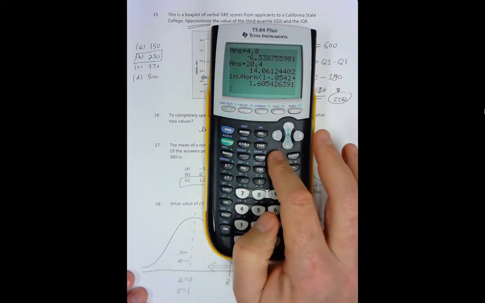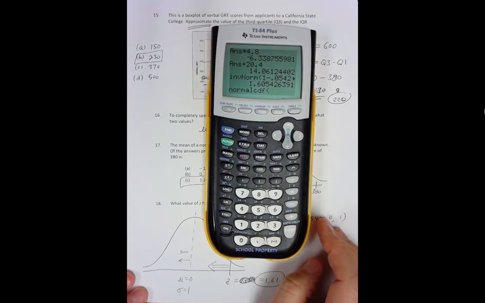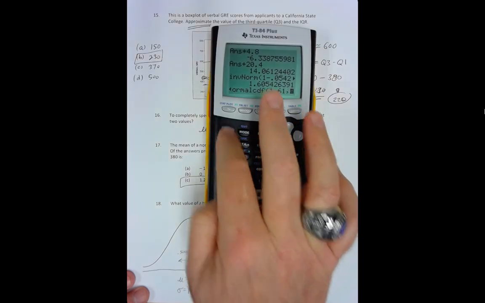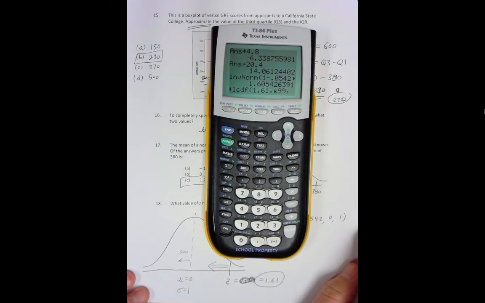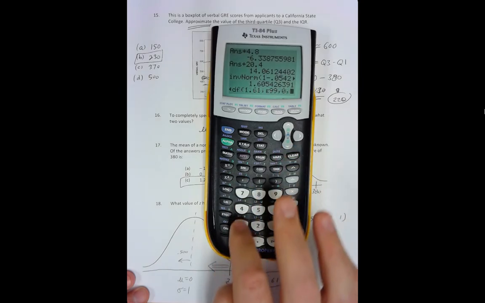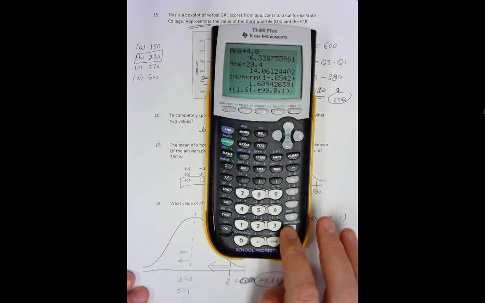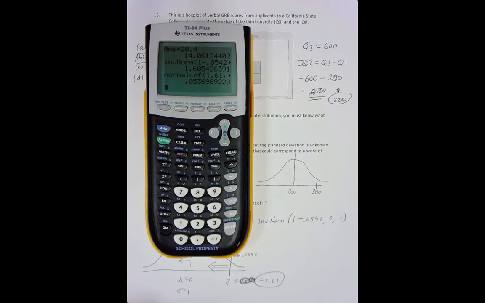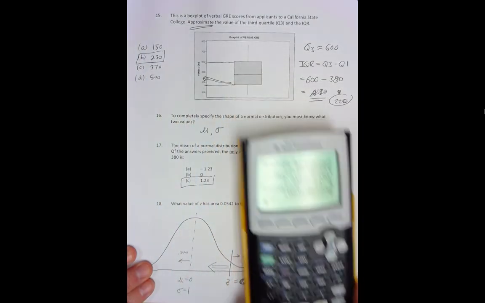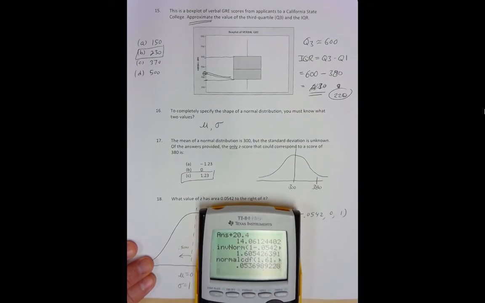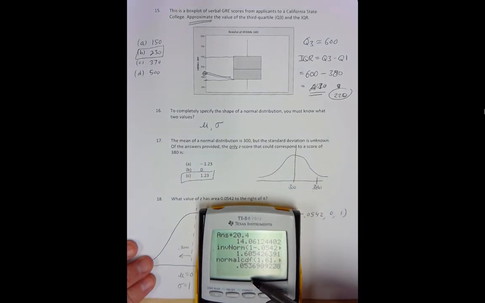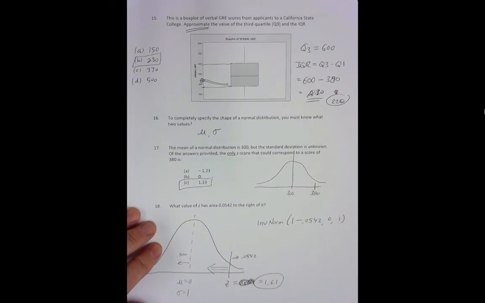We could go to normalcdf and request the area from 1.61 up to E99, because we want the area to the right, for standard scores, meaning a mean of 0 and standard deviation 1. If we got the right answer, what we get on our calculator should be really close to the 0.0542. But we get 0.0537, which is reasonably close, considering rounding.